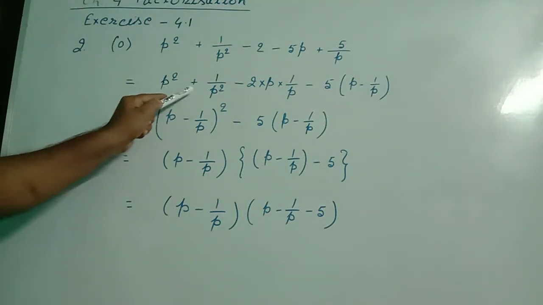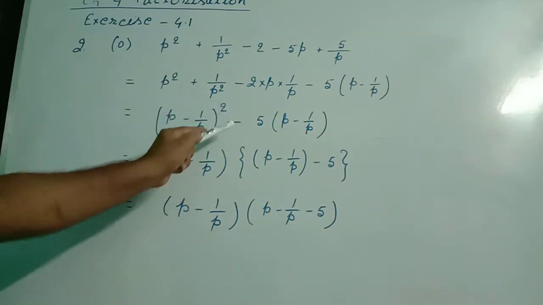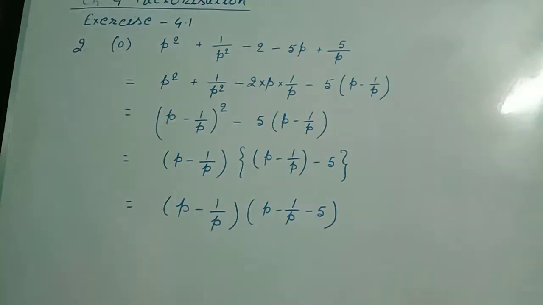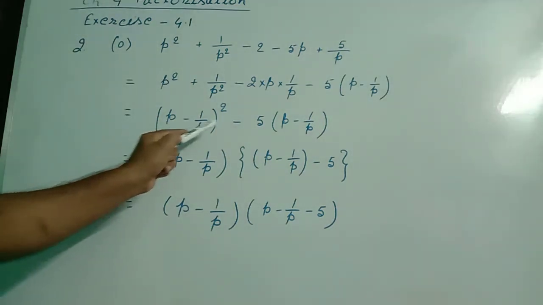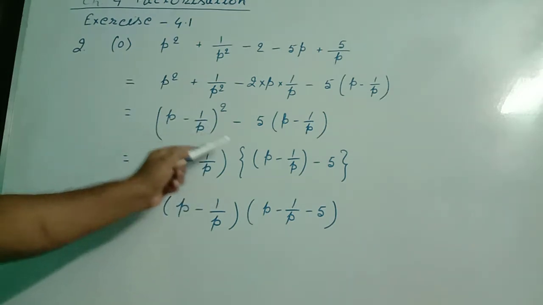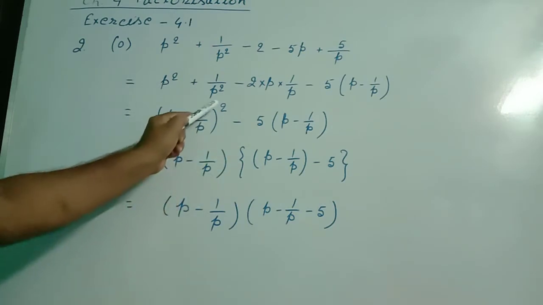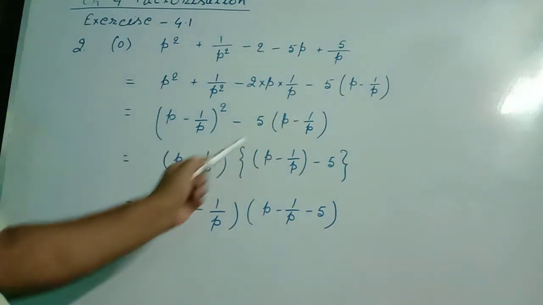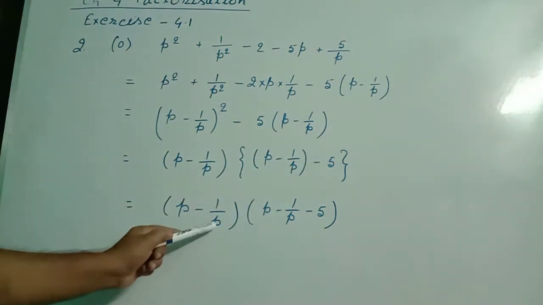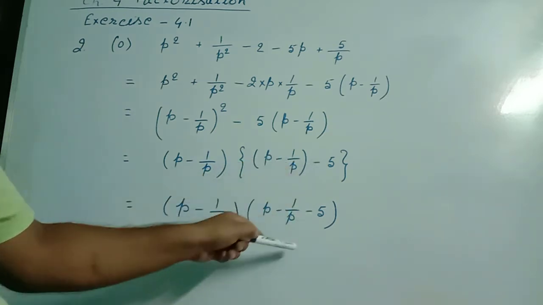This is in the form of a square plus b square minus 2ab. So I wrote a minus b whole square minus 5 into p minus 1 by p. So here is p minus 1 by p, here is also p minus 1 by p, so p minus 1 by p is common. So here what is left? P minus 1 by p is left, because these two you will multiply, so you will get back p minus 1 by p whole square. And here p minus 1 by p came common, so minus 5 is left. So I omitted the bracket and I wrote p minus 1 by p into p minus 1 by p minus 5. This is the answer.